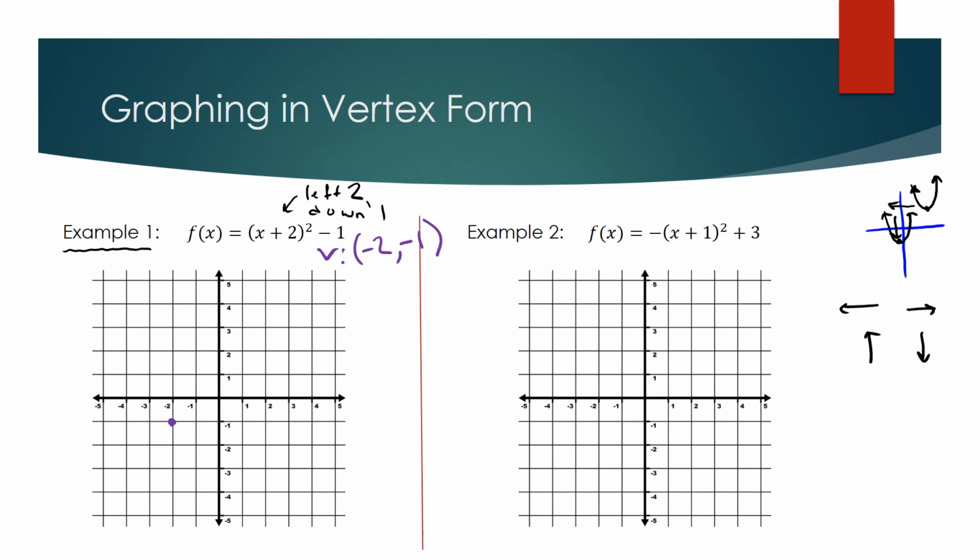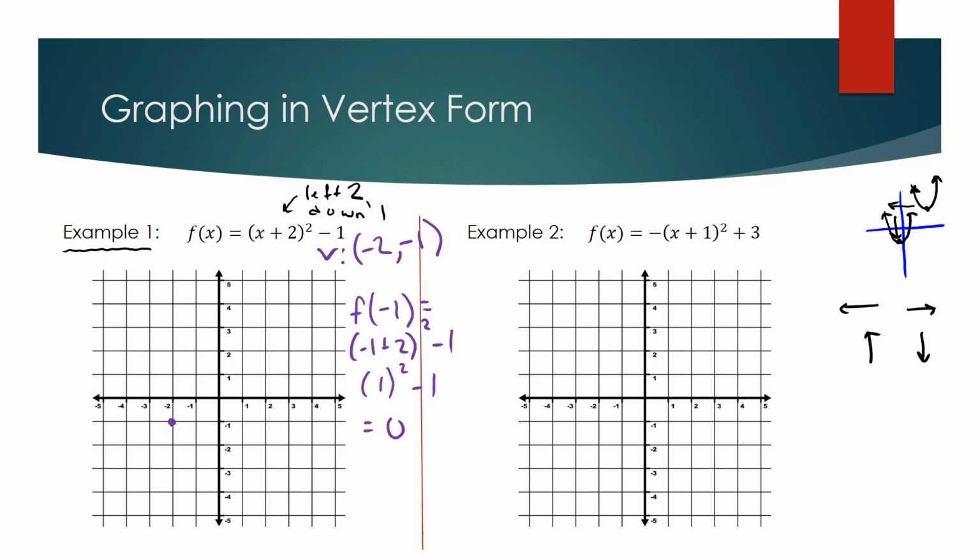Now we want to pick at least one point on one side. We know that this has an axis of symmetry, so we're going to choose one point on either side of -2. I could choose -3. I could choose -1. I could also choose 0. But I do have to have at least one of them. So what I'm going to do is choose -1, and I'm actually going to solve this for -1. That would be (-1 + 2) squared minus 1. In order of operations that would give me 1 minus 1, which is 0.